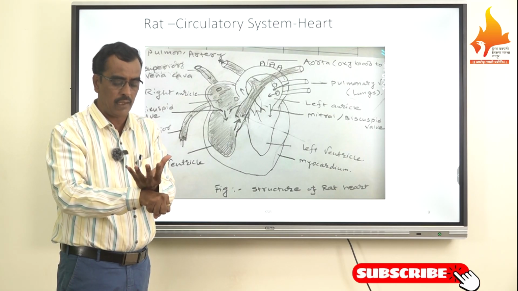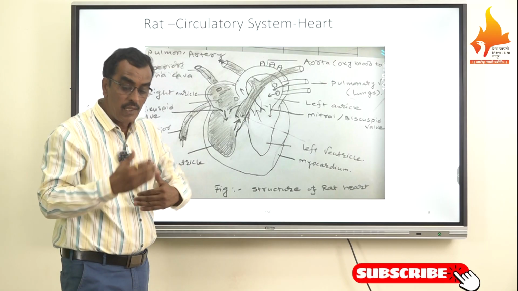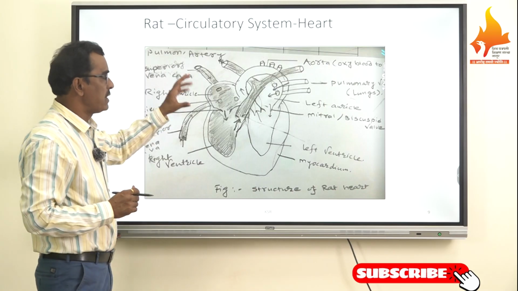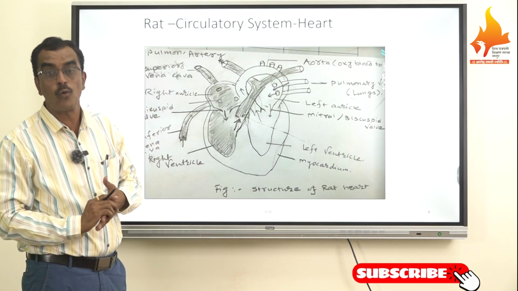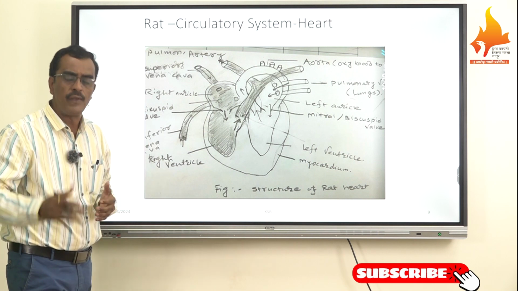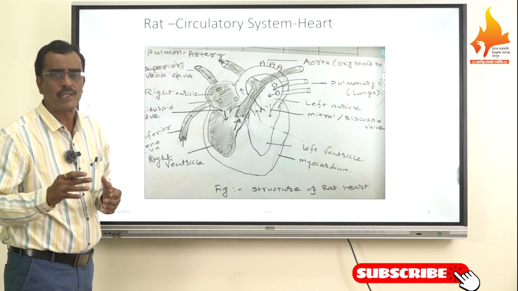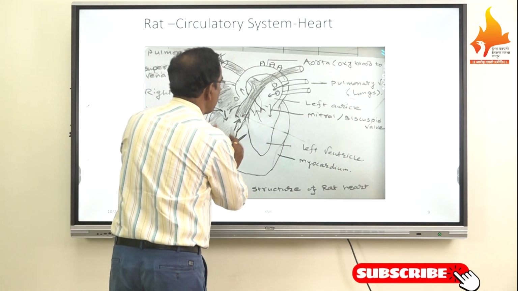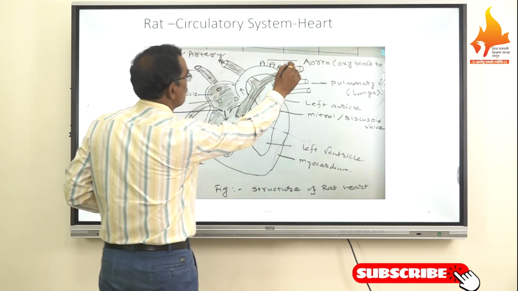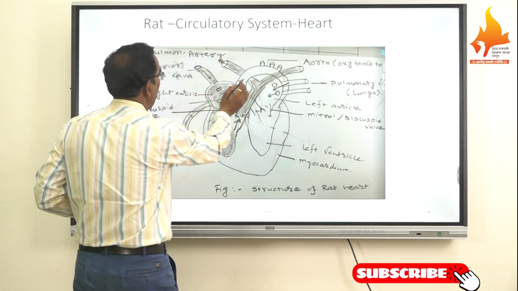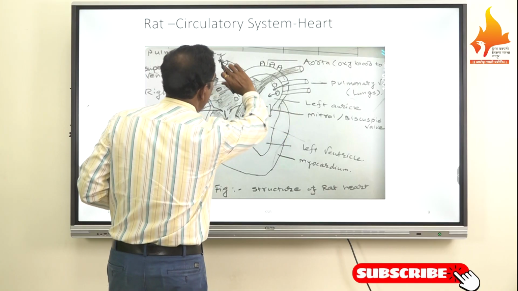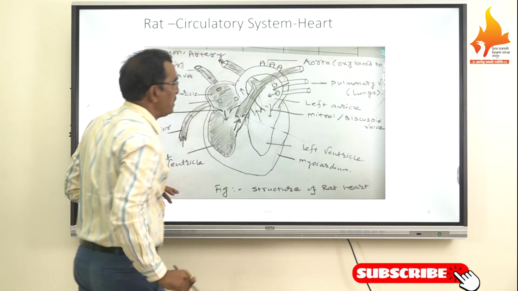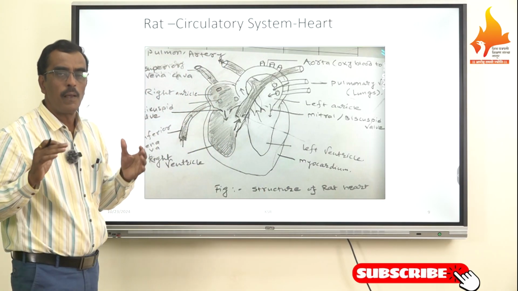Ventricles contract, auricles relax. Auricles contract, ventricles relax. This is the rhythmic contraction and relaxation of the heart muscles. As we know, the heart is made up of a special type of muscle known as cardiac muscle, which has its own capacity for contraction and relaxation. When the ventricles contract, the blood rushes towards the lungs with the help of the pulmonary artery, which carries the impure or deoxygenated blood.